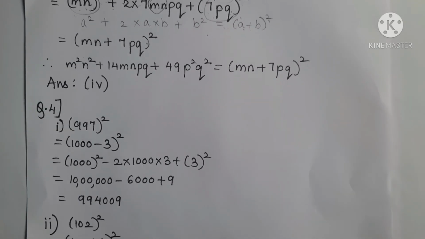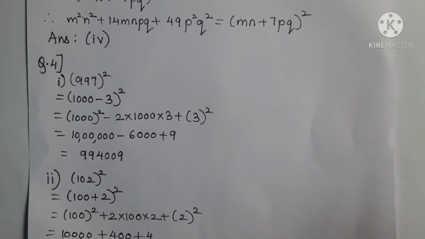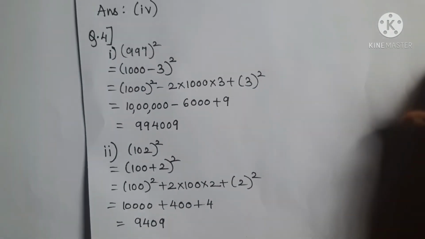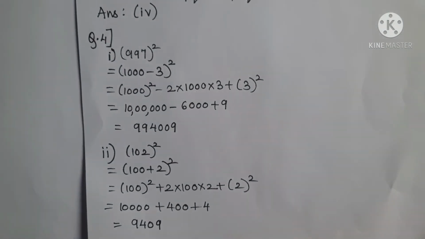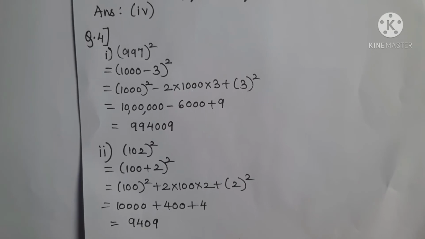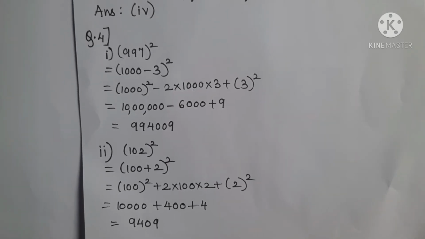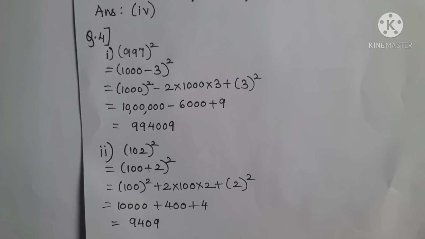Okay, next question number 4. Use the expansion formula to find the values. So now we are finding the values using the expansion formula. First one, 997 square. Now we have to find the square of 997. If you think, 997 is a huge number. You cannot keep on multiplying to get the square.